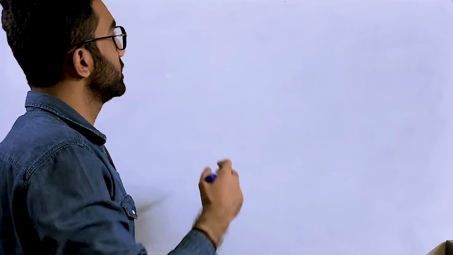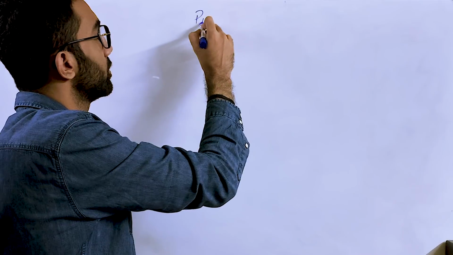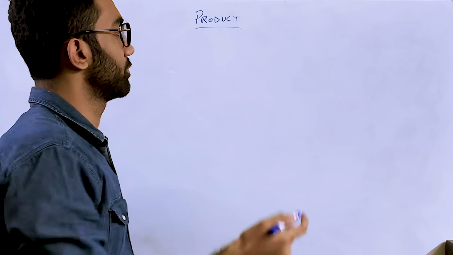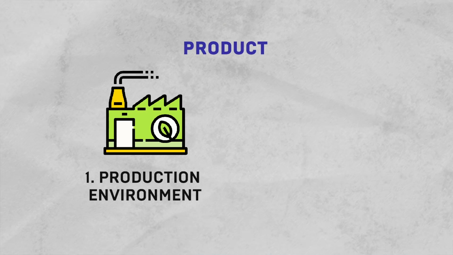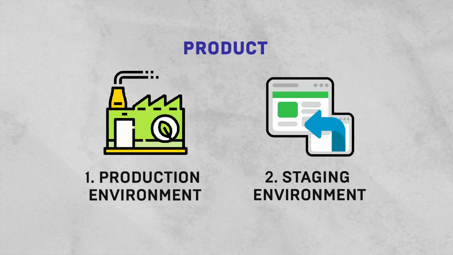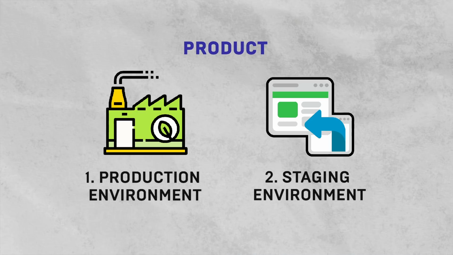All right, so very broadly speaking, your product, whatever your technical product is, if you're running this in front of a lot of users, it should have at least two environments. The first one is the production environment and the second one is the staging environment. Now, what is a production environment and what is a staging environment? Let's understand a little bit.